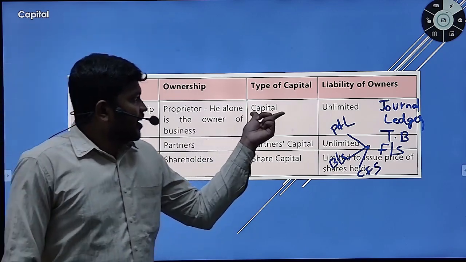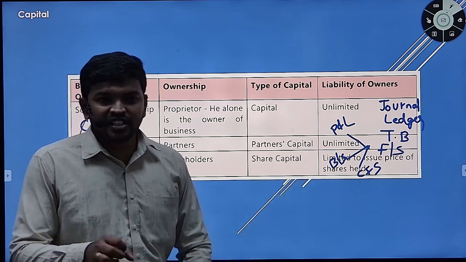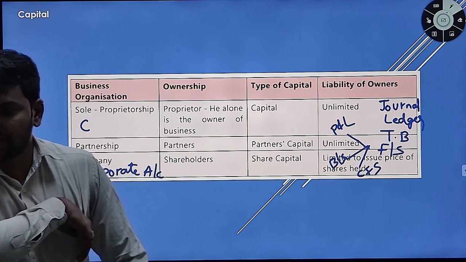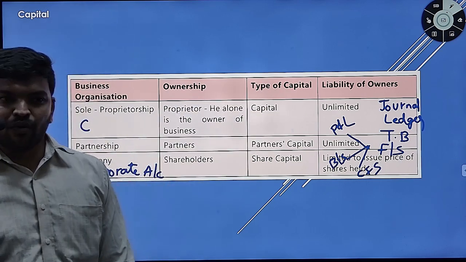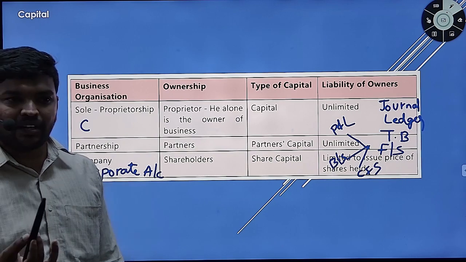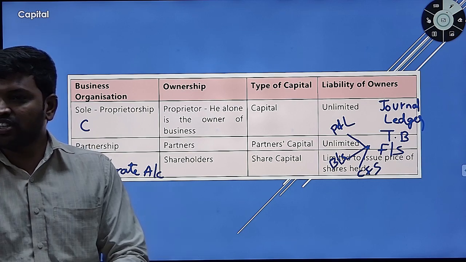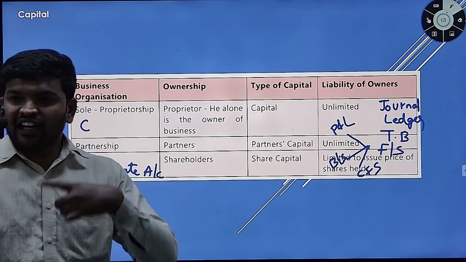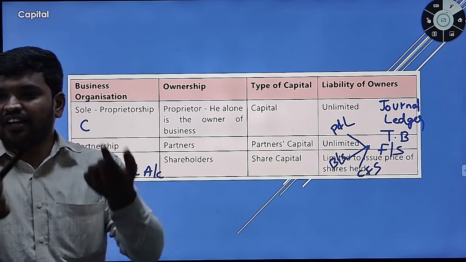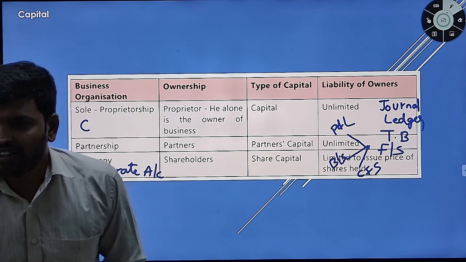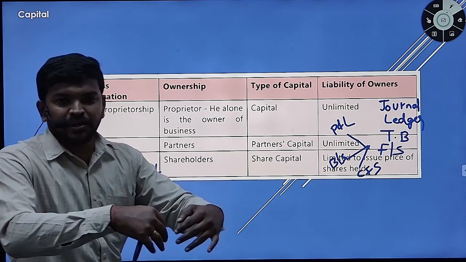Type of capital: here it is capital, there it is partners' capital. Capital in the sense initially someone has to invest, right? He has to invest from his pocket and do business with that money. A Kirana shop person will get some capital to buy groceries, then sell them, get the amount back, reinvest, bring groceries again and sell again. This is a cycle. Similarly here, partners' capital: 3 persons bringing capital together.